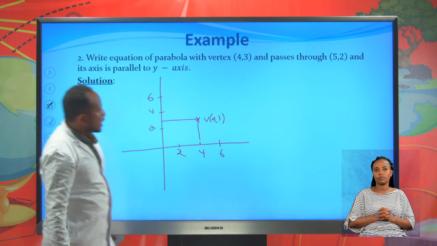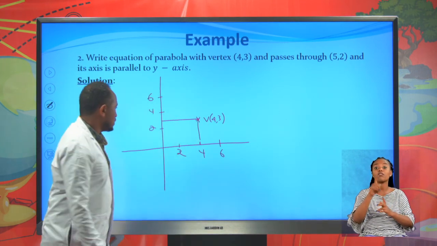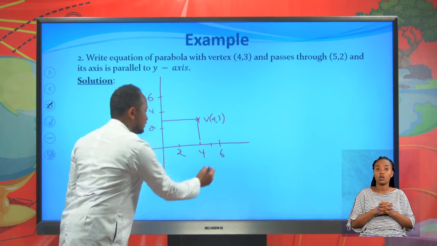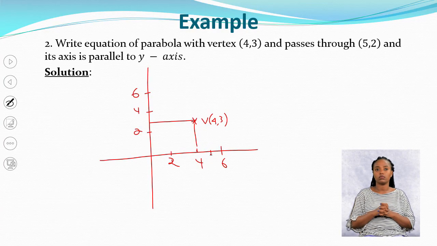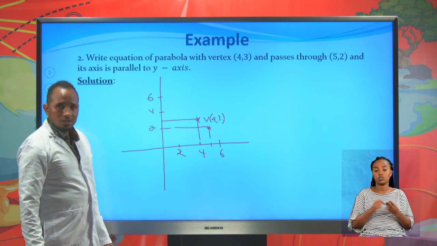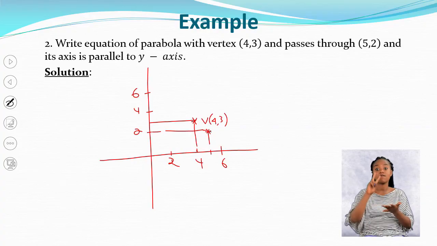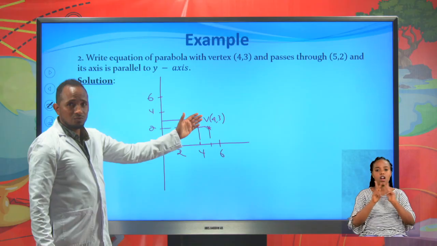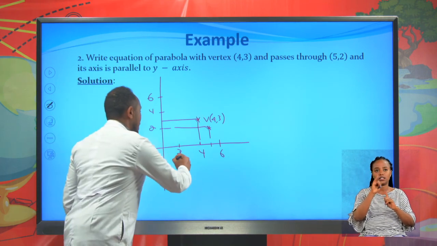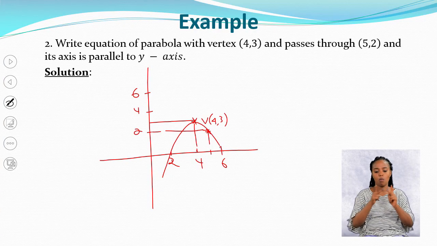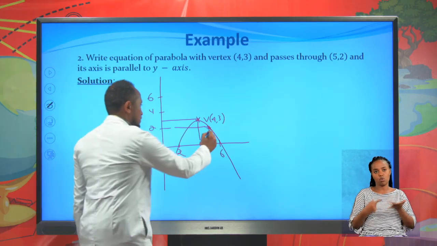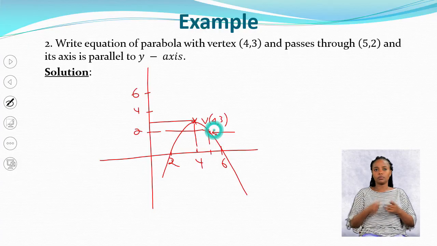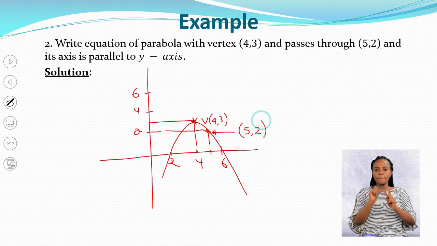And it passes through 5 comma 2. Here, is 5 between 4 and 6? So it passes through this point. As you can see, this is the vertex. The parabola is parallel to its axis, parallel to the y-axis. The parabola has this form. Again, it opens down. So it passes through this point, which is 5 comma 2.